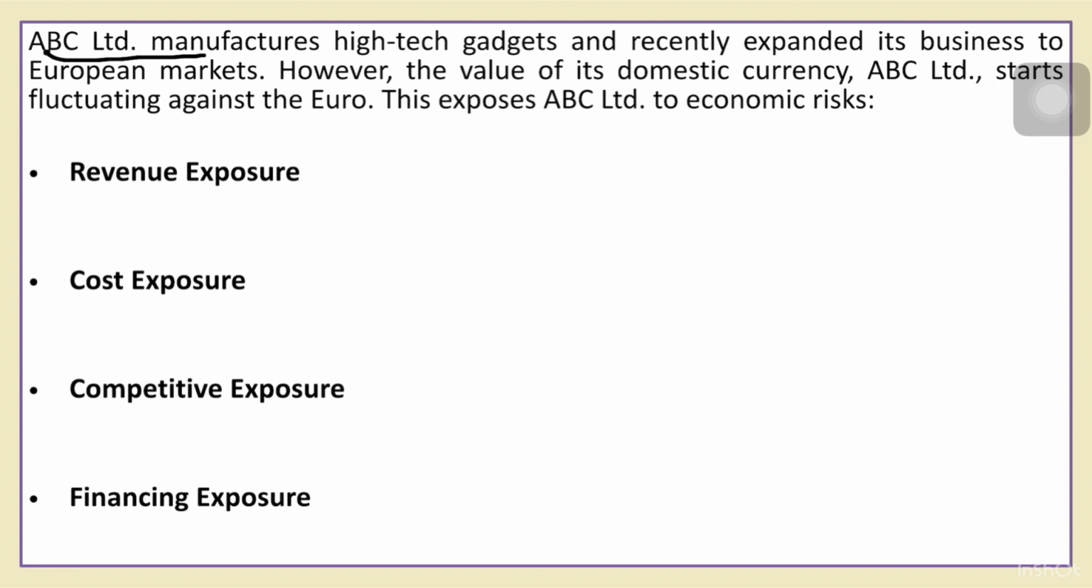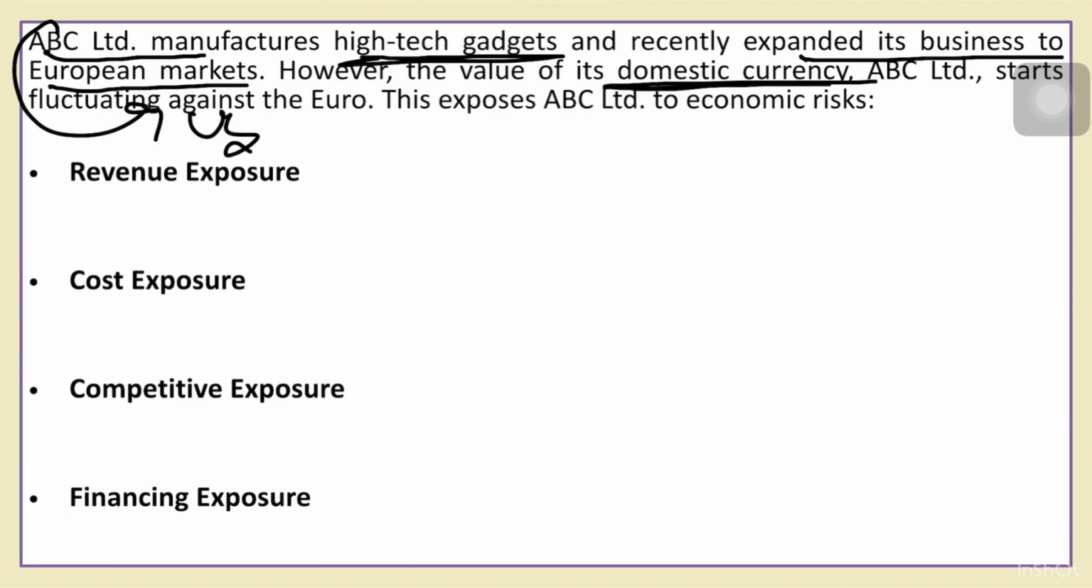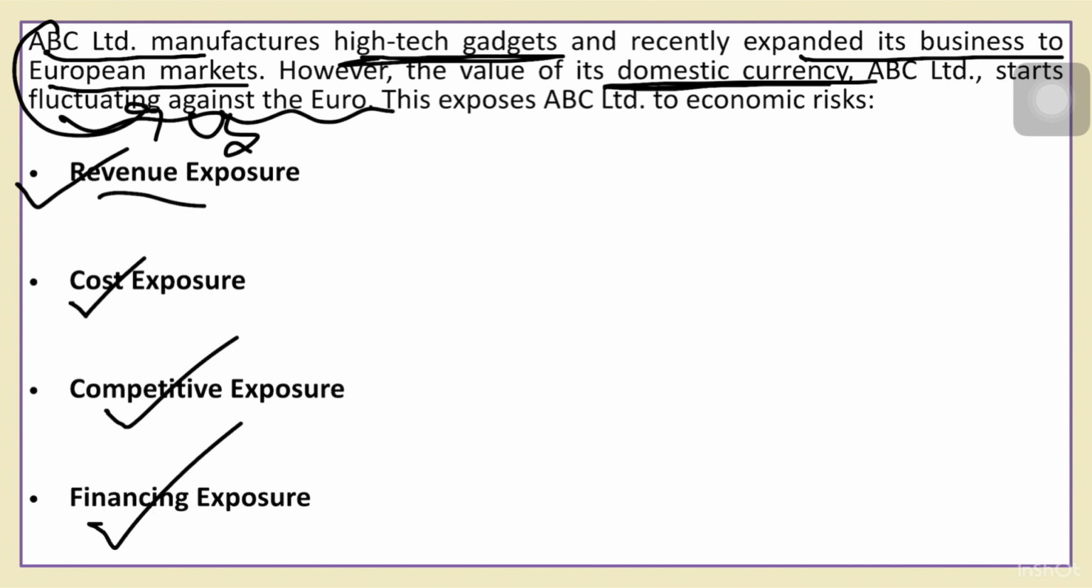I have taken an example of ABC Limited Company, that is a high-tech gadget company, operating in the US. Further, it expands its business in European markets. Now its domestic currency, that is the US dollar, starts to fluctuate against the euro. These are the types of risks the company is going to face in terms of revenue, cost, competition and financing.